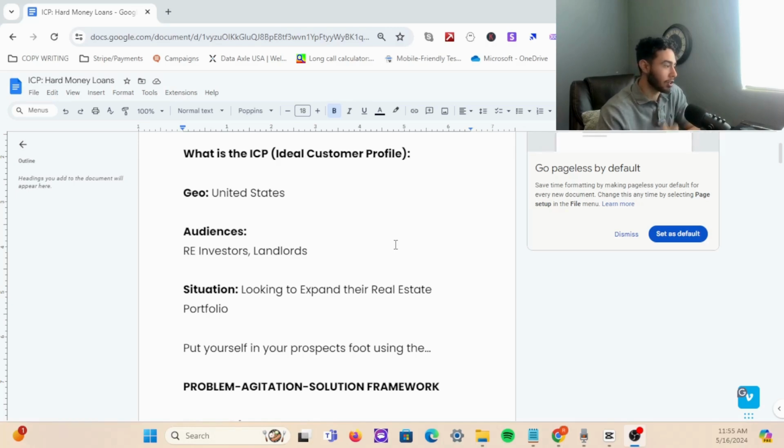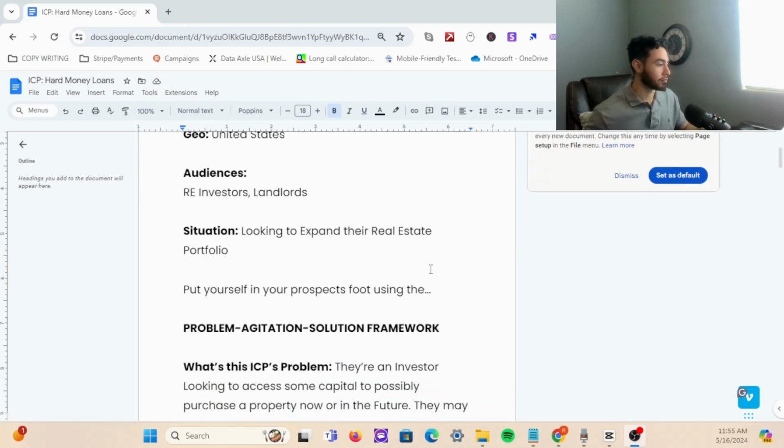Let's go ahead, and I already went through this and have this set up, but go ahead and take this framework. Don't use it verbatim, but go ahead and implement something like this. So what is the ICP? The ICP, that's the ideal customer profile. Real estate investors, landlords. They're an investor looking to access capital to possibly purchase a property in the future.